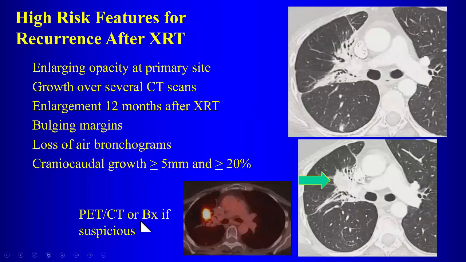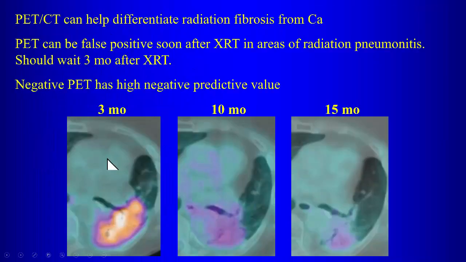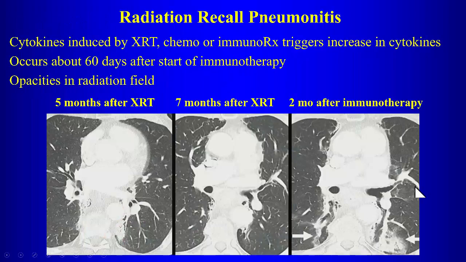And then you can suggest PET-CT or biopsy. PET-CT, especially if you're far enough out from when the therapy was done, can be helpful to differentiate radiation fibrosis from the recurrent tumor itself, okay? You have to be careful because very early on after radiation therapy, the lungs will be very active on PET. So very early on, it's not going to help you, but later on, when all of that active inflammation has cooled off, then you can use PET to differentiate recurrent tumor from post-radiation fibrosis.